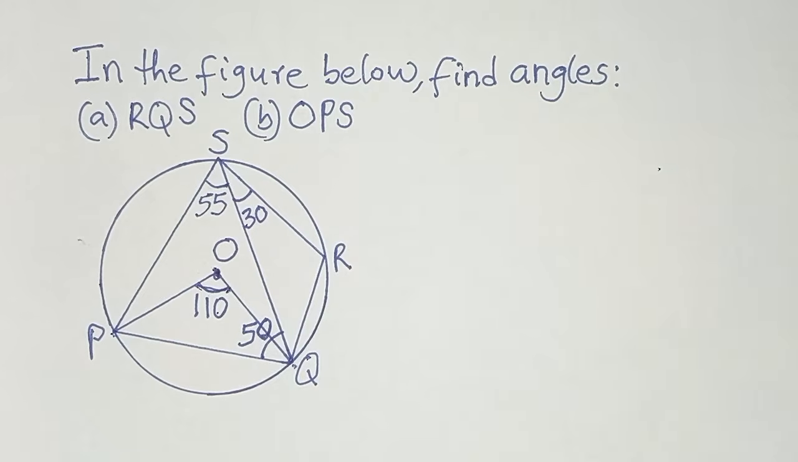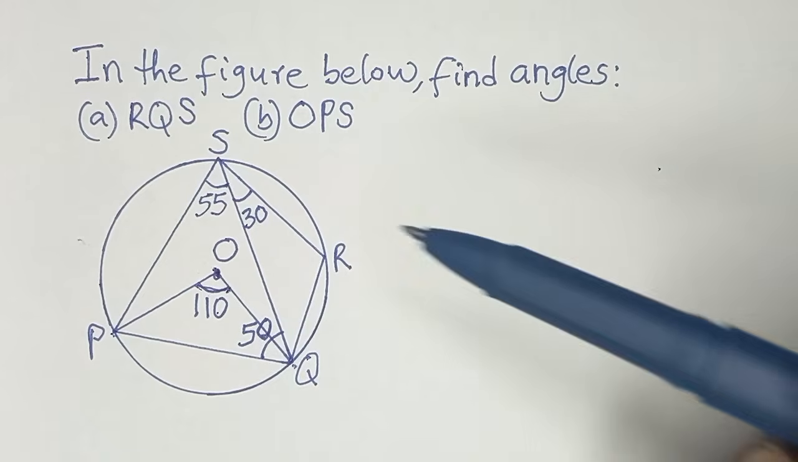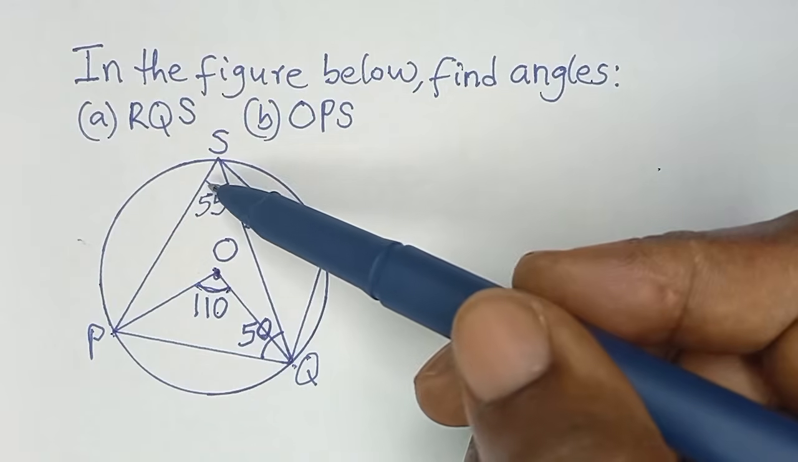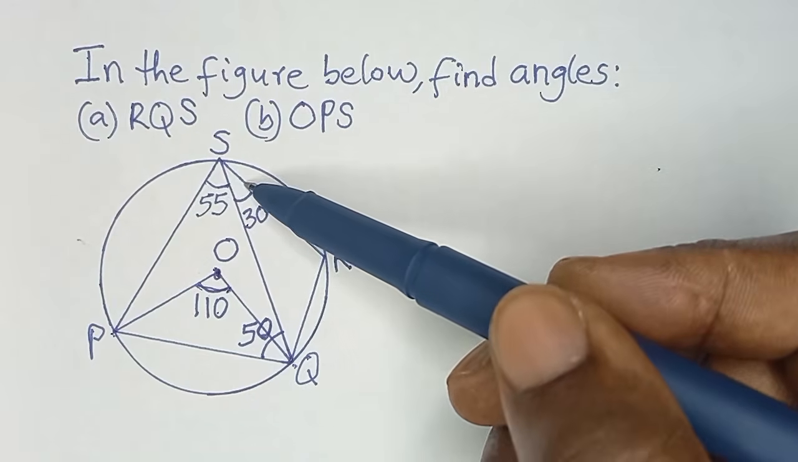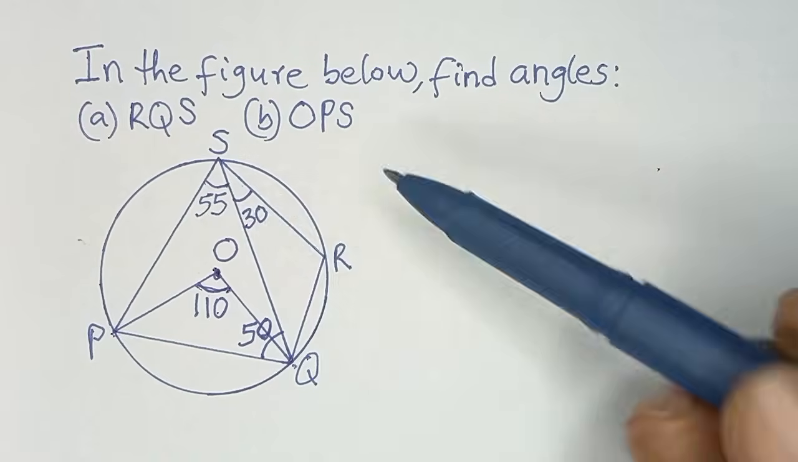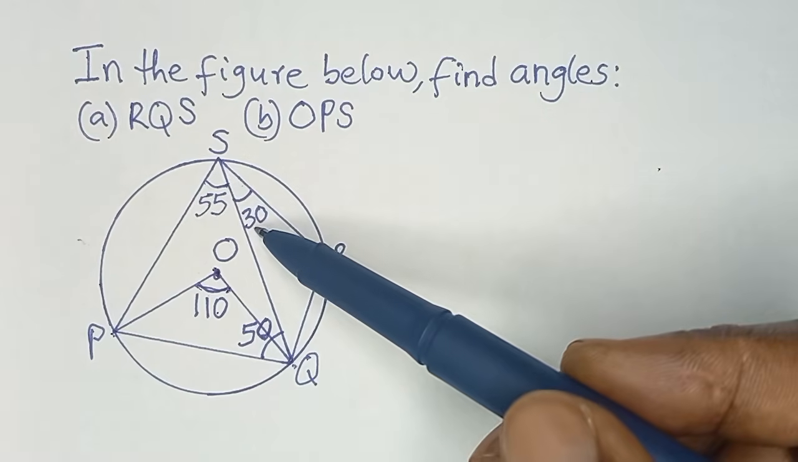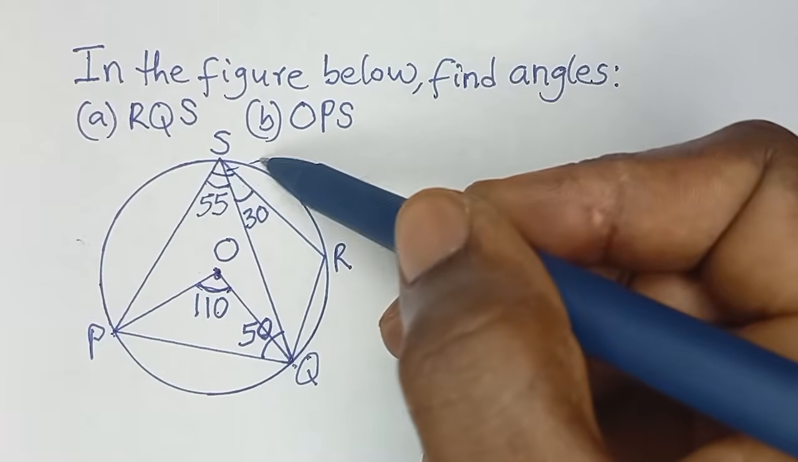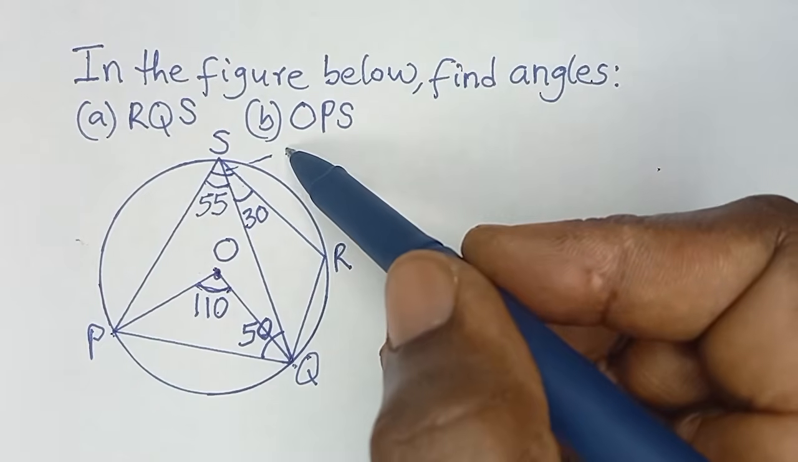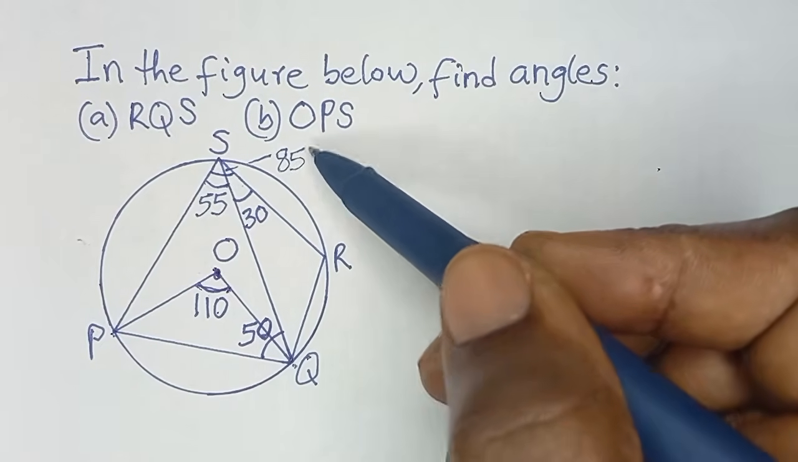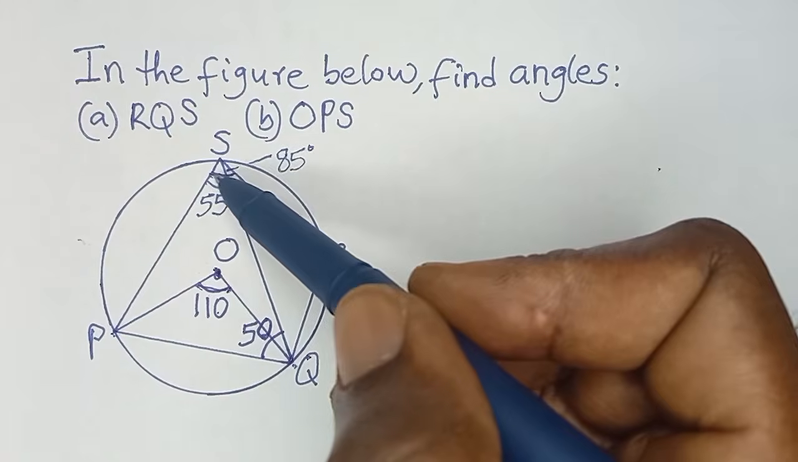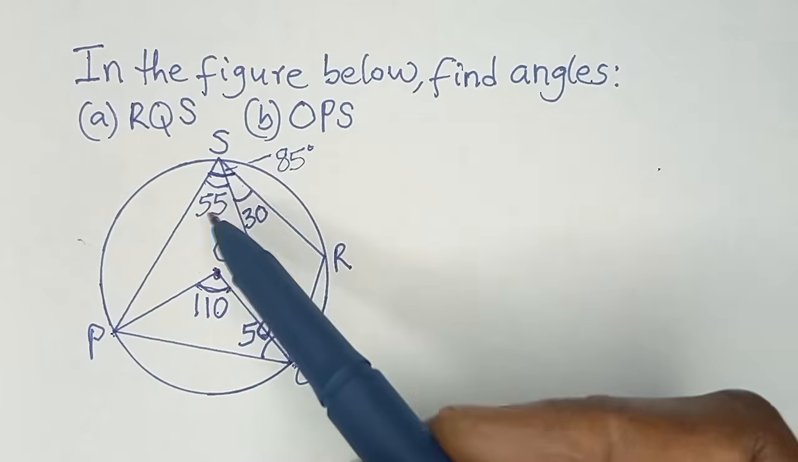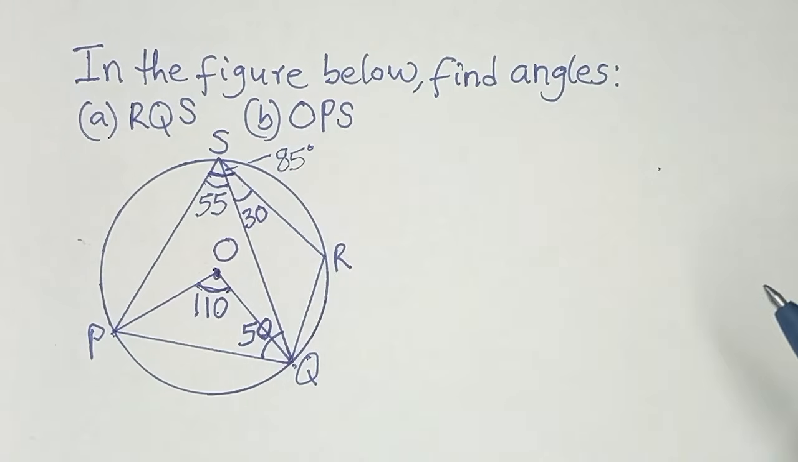Is that okay? So the next thing for us to do now is to add the whole of this angle together. I want us to get the whole of this angle. So 55 plus 30 is going to give us the whole of this angle here as 85 degrees. So the whole of this angle is 85 degrees. That is 55 plus 30.